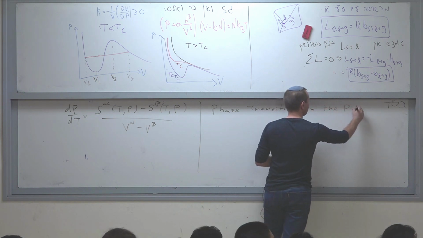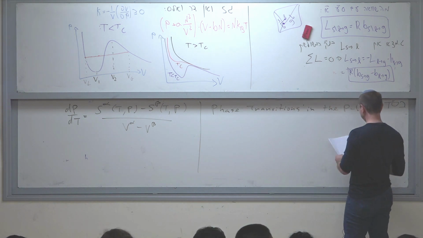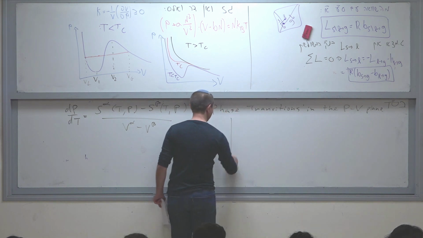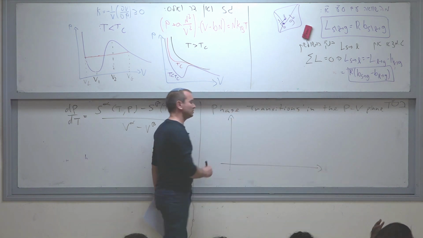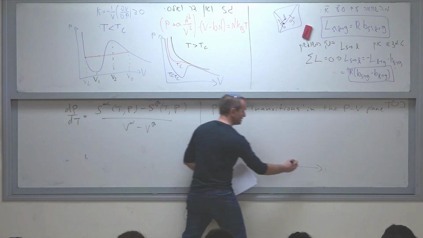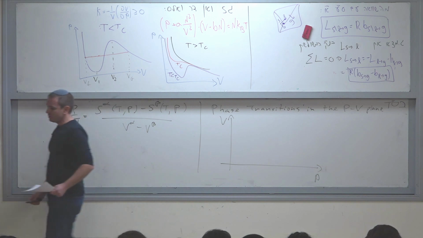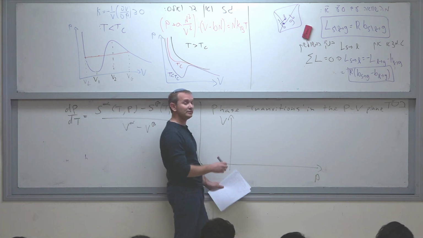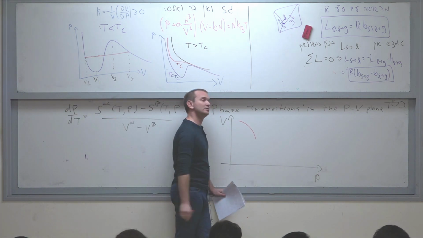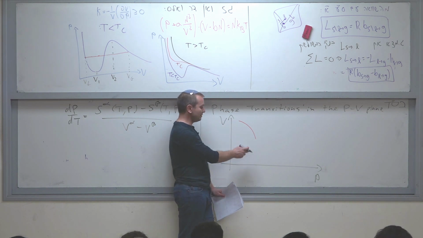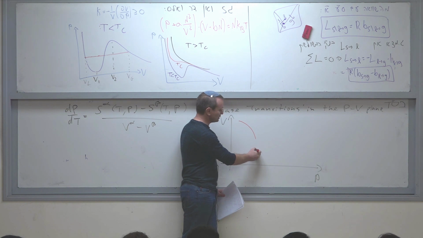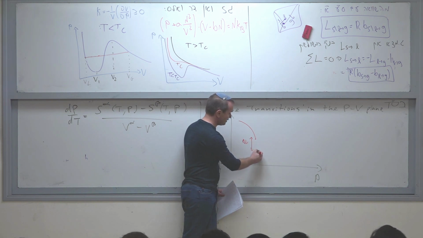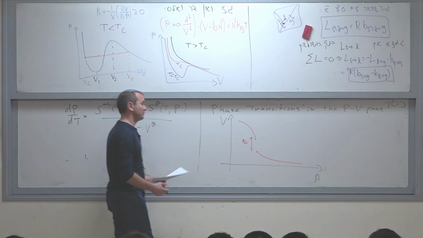in the PV plane. Okay. So what I mean by PV, if we plot V as a function of P, for constant temperature, a phase transition in the PV plane will look like this: I have a V dependence on P, and at some point I will have a jump of delta V, and then an additional behavior of V as a function of P.